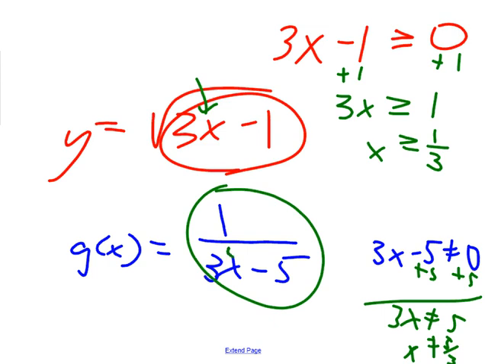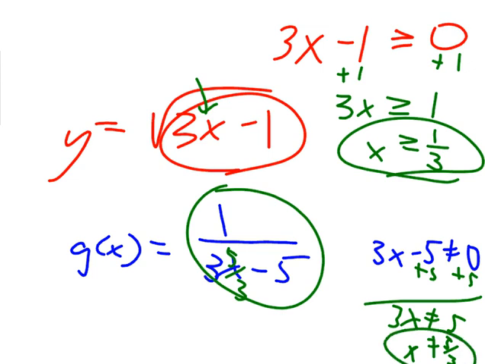Because if you put 5/3 right here, 3's cancel, it'll be 5 minus 5, it'll be 0, and you'll have a problem. So my domain on the top one, x had to be greater than or equal to 1/3. Domain on the bottom one, x cannot be 5/3. Okay, that's everything you have to know. I know that was a lot, and it went really fast. Your test isn't until Monday.